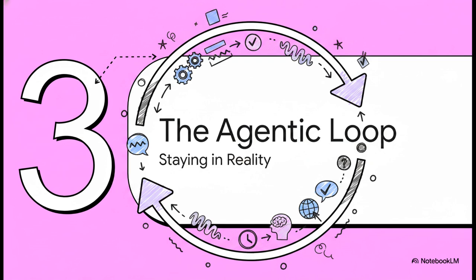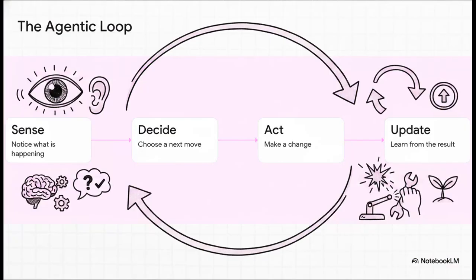Section 3. The agentic decision loop and staying in the conversation with reality. So you're probably wondering, how do we actually give a system context so it can make these decisions?